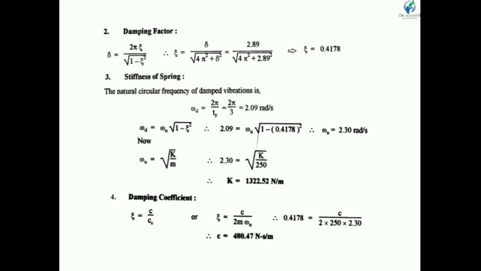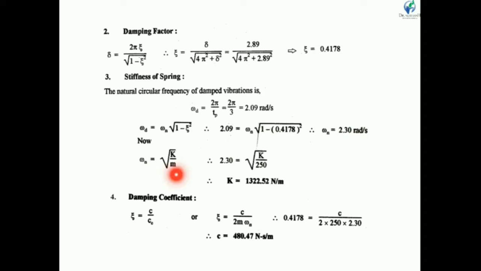Now stiffness of spring. The natural circular frequency of damped vibration is omega d is equal to 2 pi upon Tp. Now time period is given 3 seconds, so we write 2 pi upon 3, so omega d is equal to 2.09 radian per second. Now omega d is known, so we can calculate omega n. Omega d is equal to omega n into root 1 minus zeta square. So if we put the value, then we get omega n is equal to 2.30 radian per second.